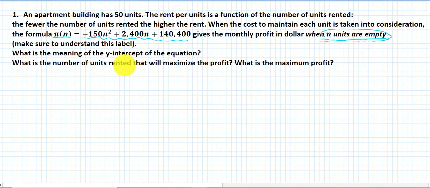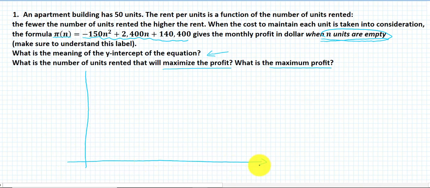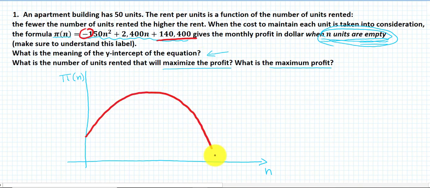What is the meaning of the y-intercept of the equation? What is the number of units rented that will maximize the profit? What is the maximum profit? Okay, so first, the y-intercept of the equation. Let's graph this equation quickly. Here's the y-axis, here's the x-axis. On the x-axis, I'm going to put n. N is the number of units that are empty. On the y-axis, I'm going to put pi of n. Pi of n is the profit. Now, the equation is a quadratic function, concave down, and this is my y-intercept. So it's going to be something like this, okay?